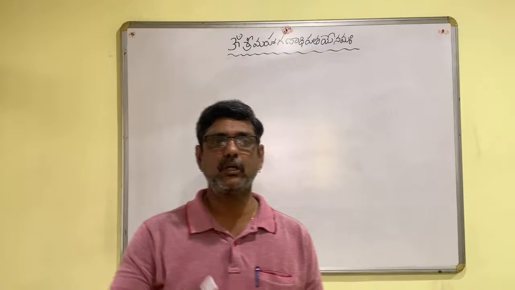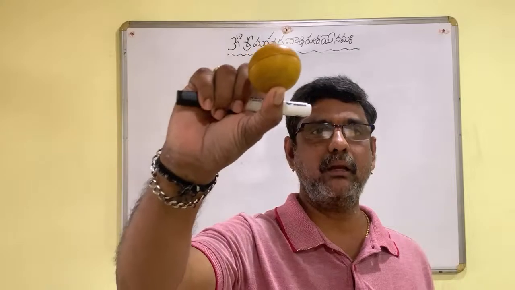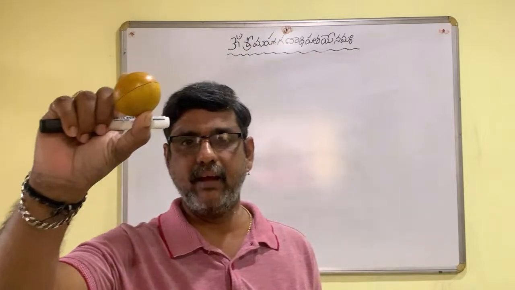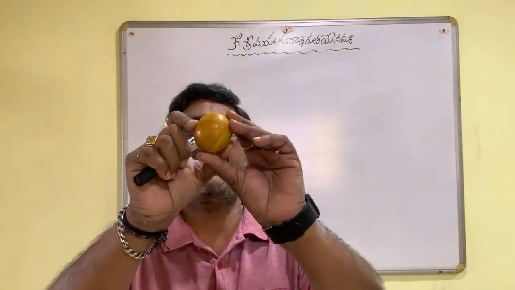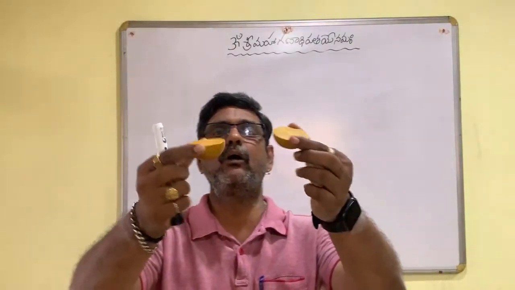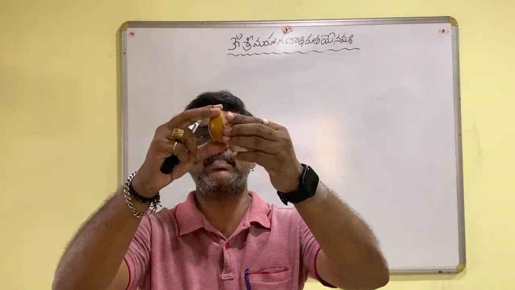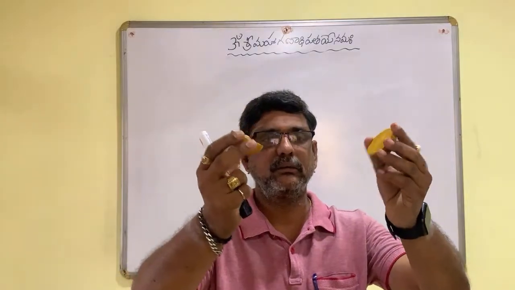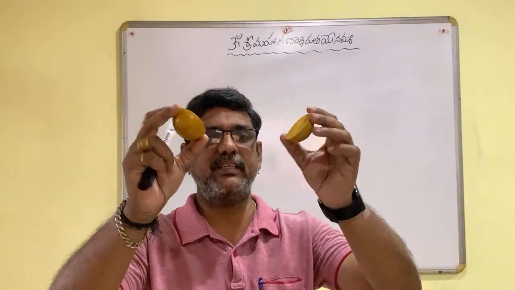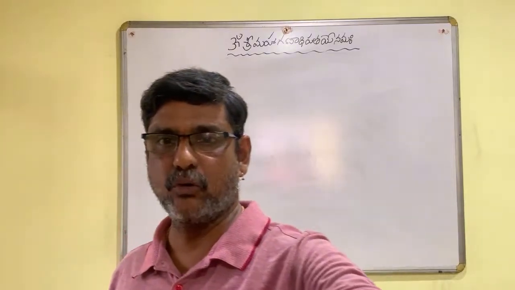Okay. Children, this is the lemon. You can see. This is the lemon. And I divided it into two equal parts. Now I am asking the surface area of these two parts. That is my question. Now my question is, what is the surface area of both the parts? You are saying it as 4 pi r square.